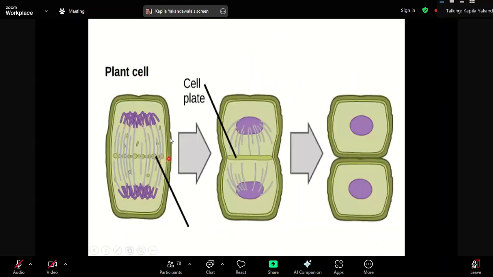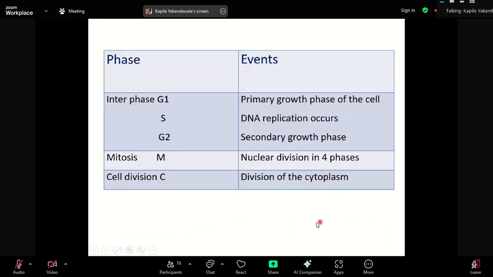Right, this is the plant cell. Interphase stage, DNA will multiply, all the other material will multiply, then the nucleus will divide and move into the two poles, then the cytoplasm will divide. Right, so this is the chart in the table. In your book there's a slight mistake in the table, please correct it.